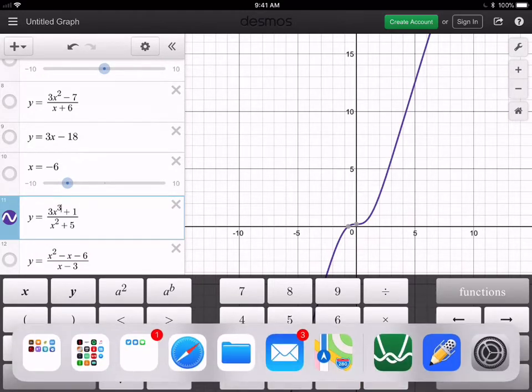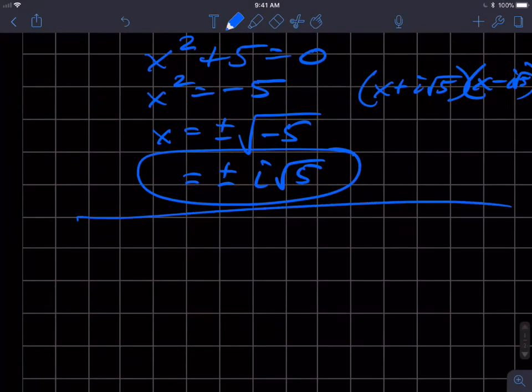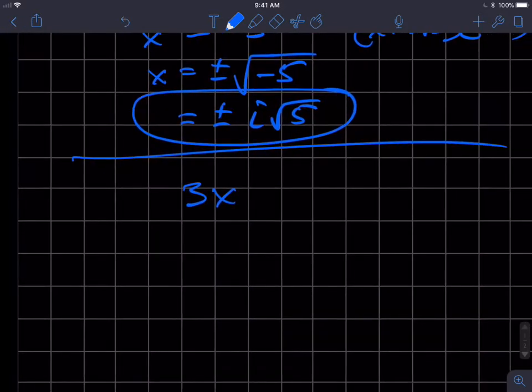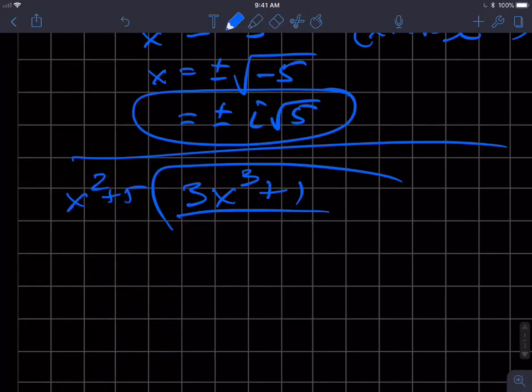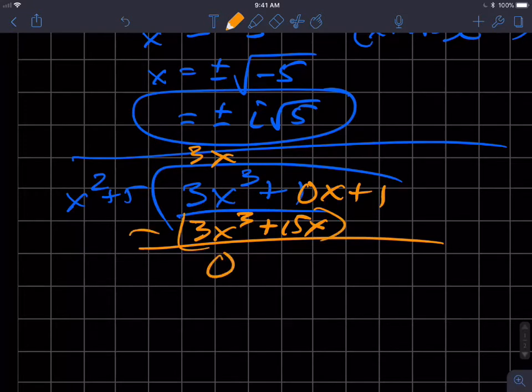I guess I have to do that manually because I didn't do it ahead of time. Because I just had the idea to slap that in there. What was it? 3x cubed, because that's all I added, right? Divided by x squared plus 5. So I'm going to change colors because I jammed it all up in there. And so I want to multiply this times 3x, 3x cubed plus 15x, plus 0x plus 1. Subtracting, that's 0, minus 15x plus 1. I can't divide that, so I get this line at y equals 3x. So that's all it is.